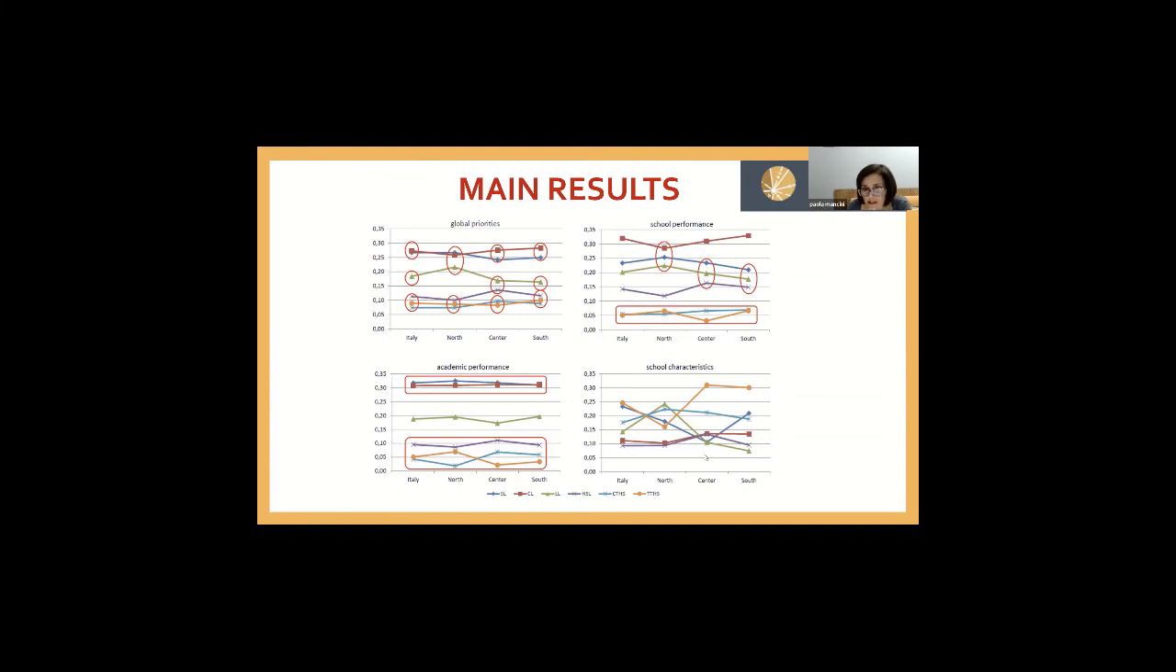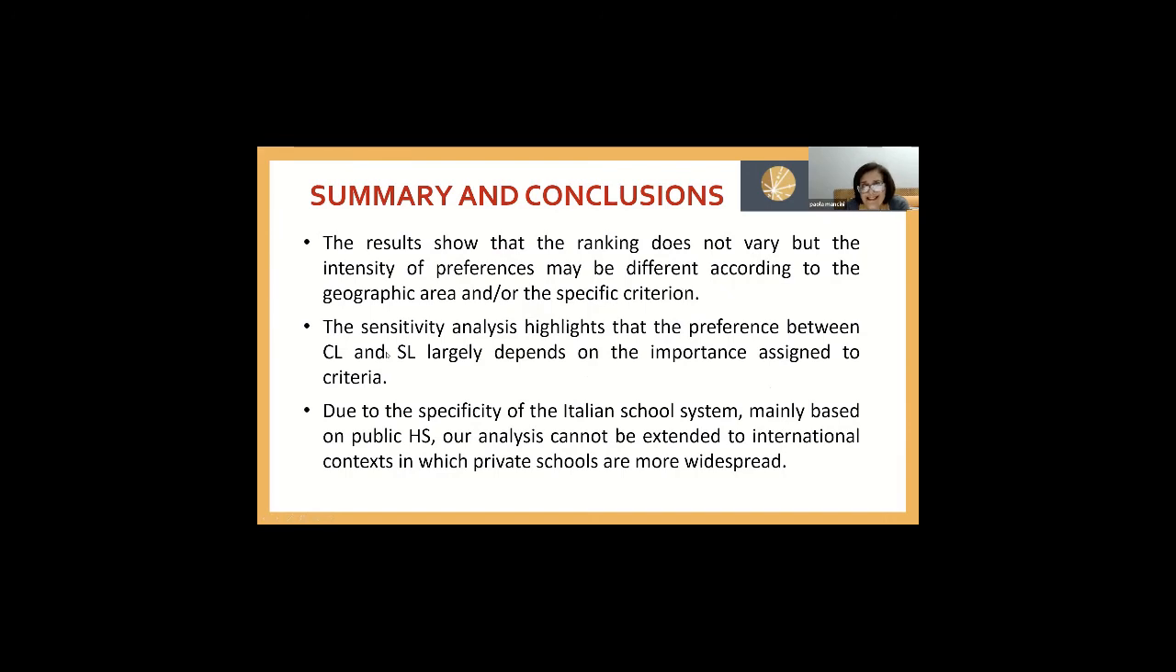No pattern emerges as concerns school characteristics. So, to conclude, the results show that the ranking does not vary, but the intensity of preferences may be different according to geographic area and or the specific criterion used. The sensitivity analysis highlights that the preference between scientific and classic lyceum in particular largely depends on the importance assigned to criteria. So, considering their preference, parents may attribute personal weight to each indicator in order to derive a ranking of schools in their area.